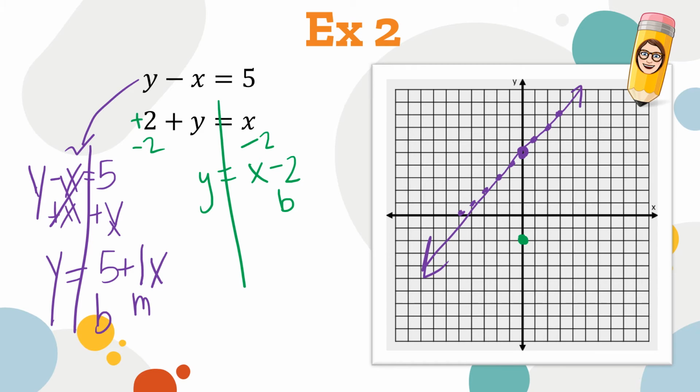Again, if you're struggling with the m and the b, see my other videos. We're going to have a slope of 1. Now listen to that pattern. Slope of 1, slope of 1.